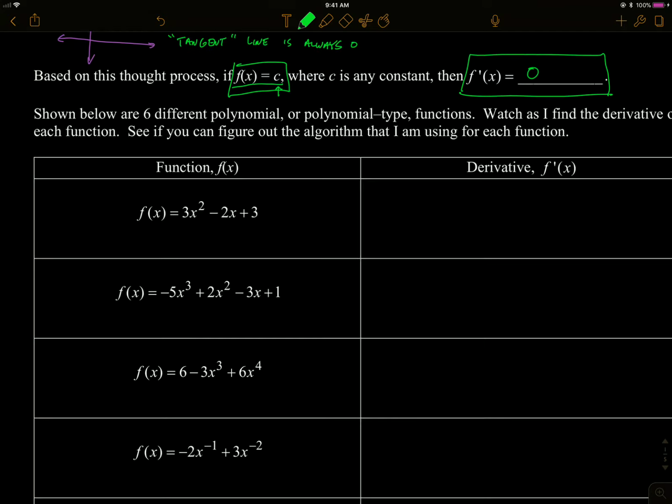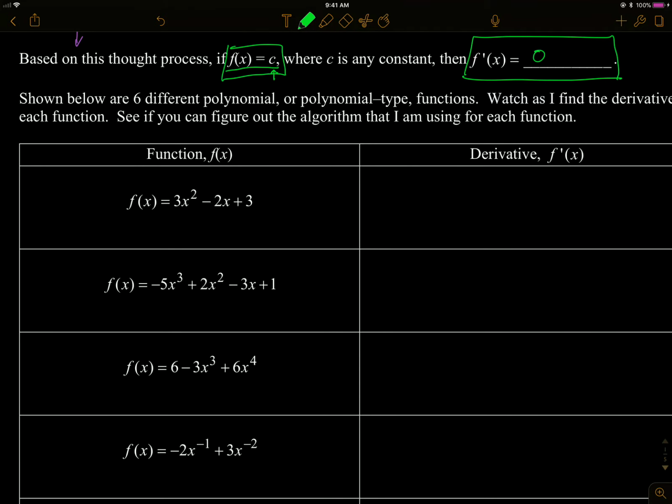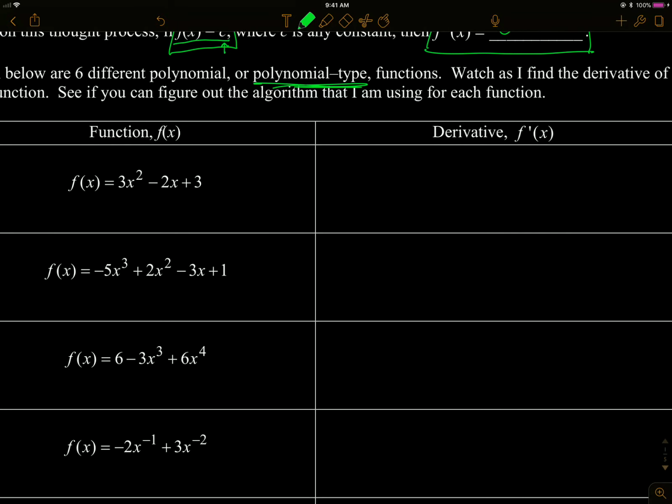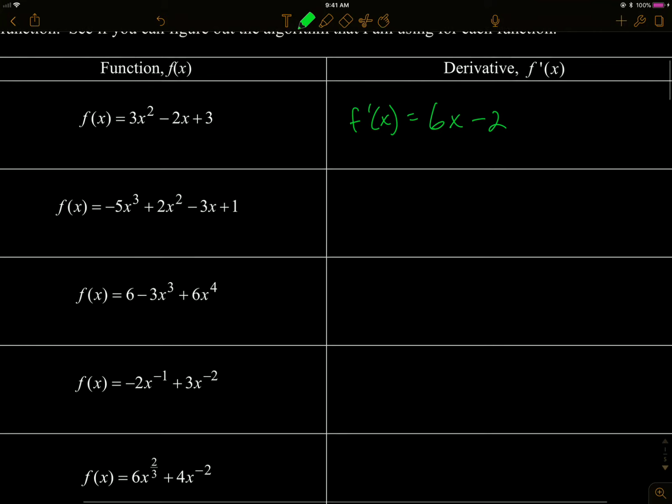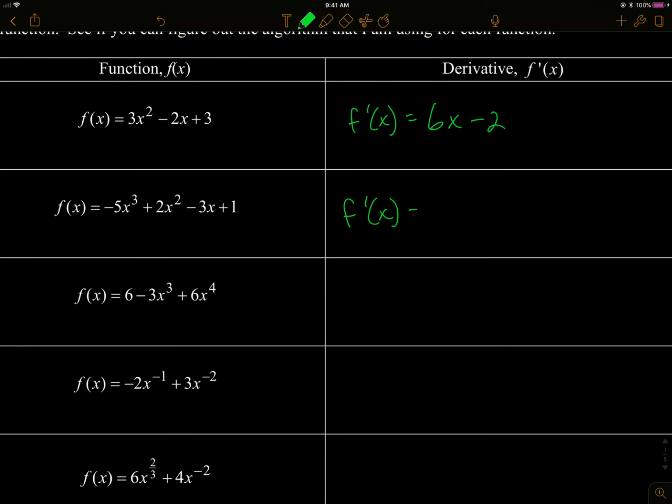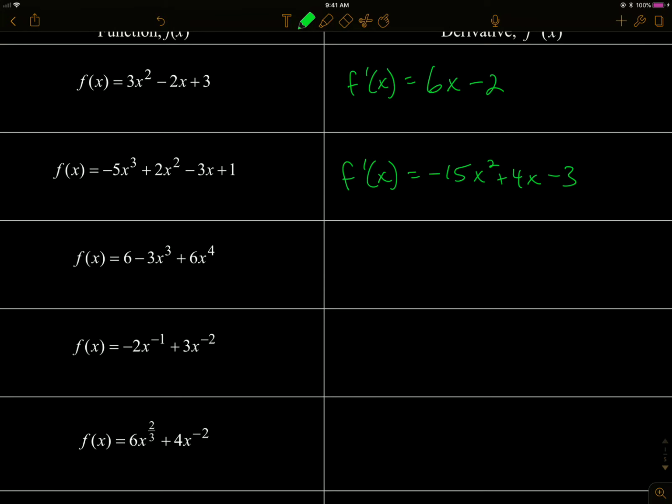If we think of our shortcut rules down here, we can apply them to any, we'll call them polynomial type functions. We'll talk about what that means a little bit later. So the derivative, I'm just going to do some, and let's talk about the rule afterwards. It's called power rule. This one is 6x minus 2. This derivative, we don't have to do that whole limit process. This is the shortcut. Negative 15x squared plus 4x minus 3. This one, we're going to actually talk about what rule I'm doing here.